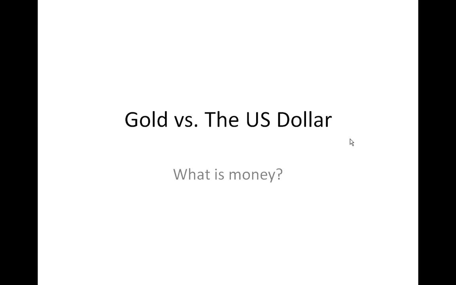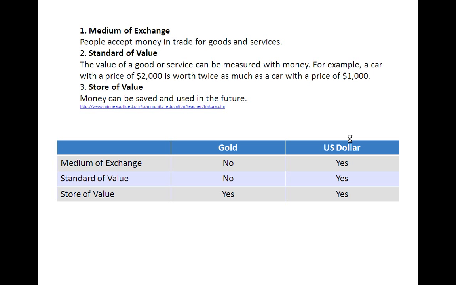So let's start with looking at what is money. The three main requirements of money are: one, medium of exchange; two, that it has to have a standard of value; and three, that it has to have a store of value. And if we look at gold versus the U.S. dollar, gold is not a medium of exchange. It does not have a standard of value, although it does store value. If you hold gold coins or gold bullion, you are storing value. The U.S. dollar meets all of these criteria.